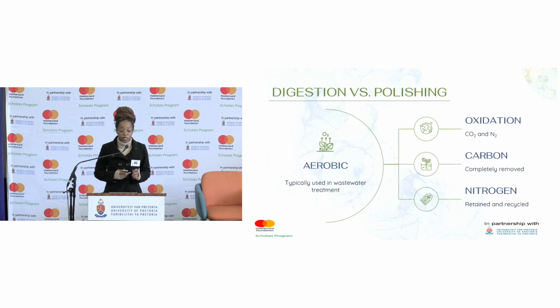A crucial step in this process is aerobic digestion, which is primarily used in wastewater treatment for the oxidation of organic matter to carbon dioxide and nitrogen gas. Polishing is used as a final step in anaerobic digestion used in wastewater treatment to improve the quality of effluent before it is released into normal streams of water. However, in this process, we'll be modifying the polishing treatment to remove organic carbon while retaining nitrogen.